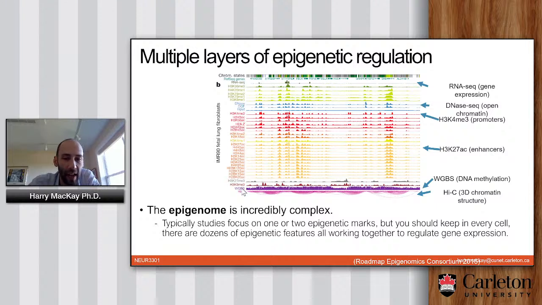Then you've got WGBS, that's whole genome bisulfite sequencing. That's what we were mentioning earlier. That tells you how methylated the DNA is. And then you've got Hi-C, which tells you what parts of the genome are touching each other over a long distance. We'll talk about that later as well.